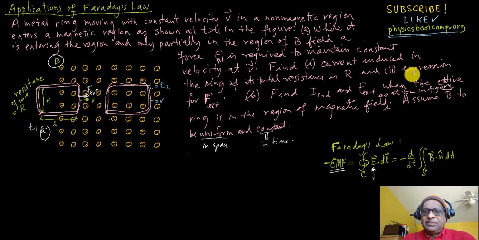The second thing is to find the expression for the external force that I'll need to maintain constant velocity. So that means there is a force that I need to balance, right? There's an electromagnetic force, and I need to balance it by applying an external force. Actually, there's a magnetic force. We'll find out while we do the problem. You may have done this problem another way, but we will just try to use Faraday's law directly, and then we'll see how it goes.